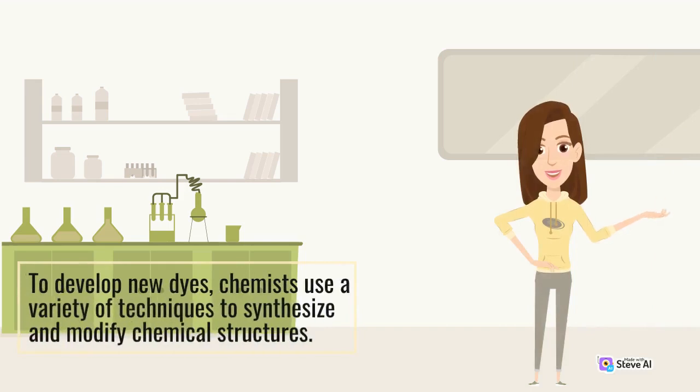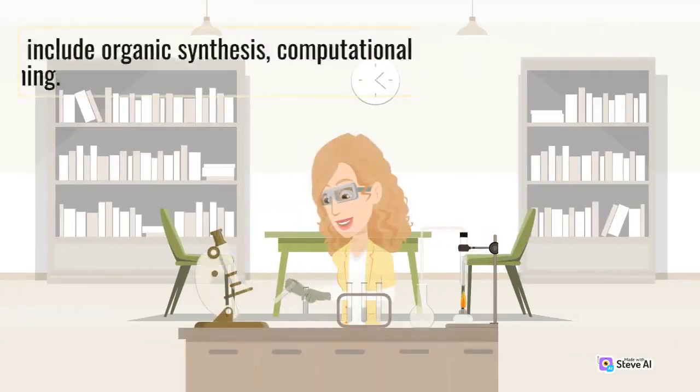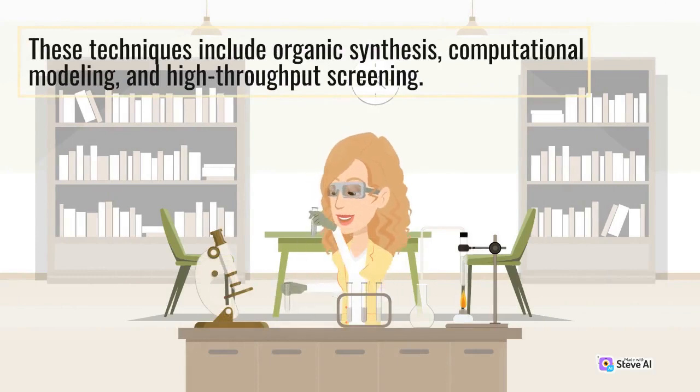To develop new dyes, chemists use a variety of techniques to synthesize and modify chemical structures. These techniques include organic synthesis, computational modeling, and high-throughput screening.